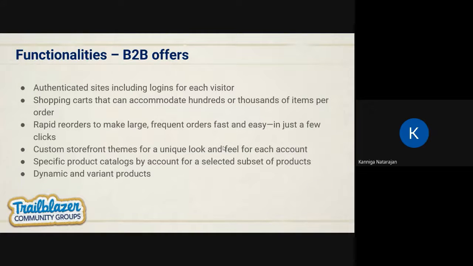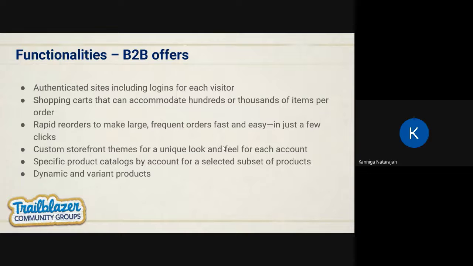Specific product catalogs by account for a selected subset of products. We know that e-commerce will have so many categories. For example, if you are logging into Amazon, we will see so many categories, and under categories there will be so many subcategories. We can search for products by categories also. Here also the same thing is available. You need not worry about how to tag all these things. It is very easy to organize products under categories and subcategories.